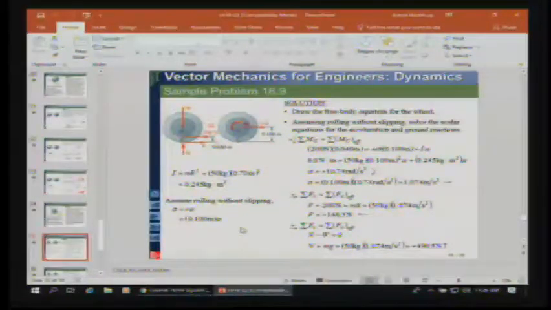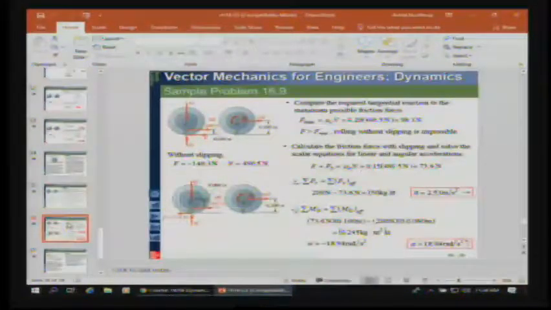Otherwise, we've got a little bit of translation going on, and it's not really that predictable of a situation. So then we take our summation of moments and set it equal to those effective moments, which is the MA times the radius and the I bar alpha. And we go ahead and we make a solution for the acceleration of the mass center. Then we sum the forces in the x and the y directions, and we come up with values for those as well.